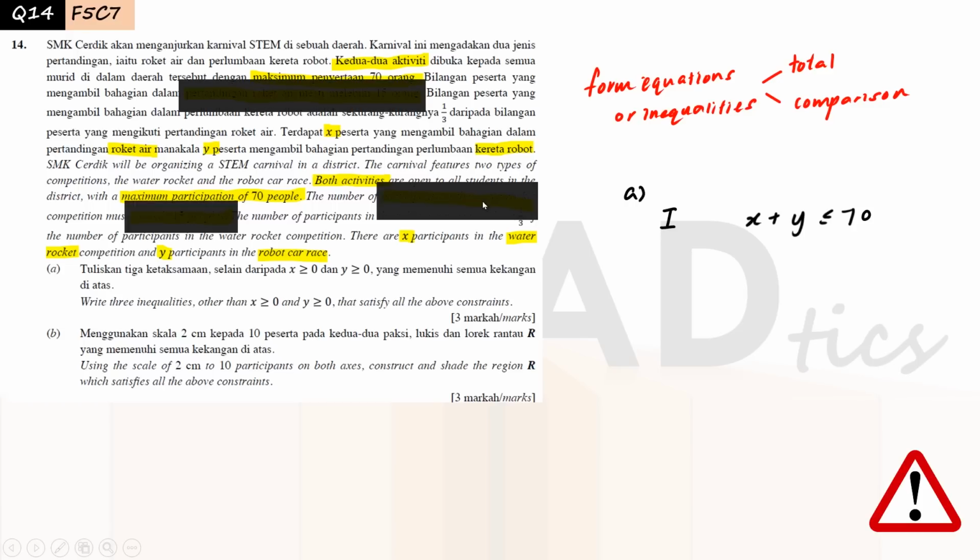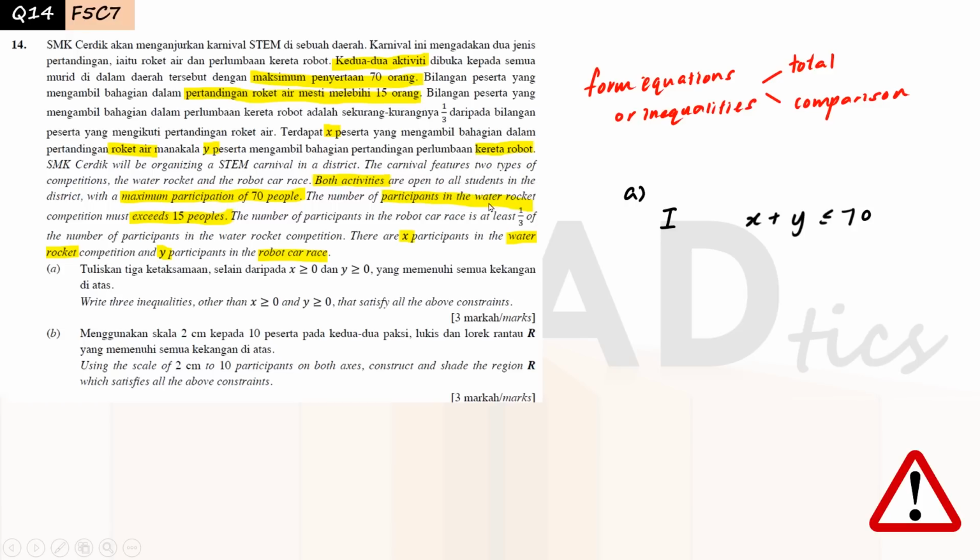Here it says that the number of participants of the water rocket competition, so water rocket is X, must exceed 15 people. Okay, so this one will be the number of participants that we need to exceed. So this one will be X greater than 15. This one is not greater than or equal to, this one is greater than, because it says exceeds, it needs to be more than this value. So please take note, yeah, this is greater than.